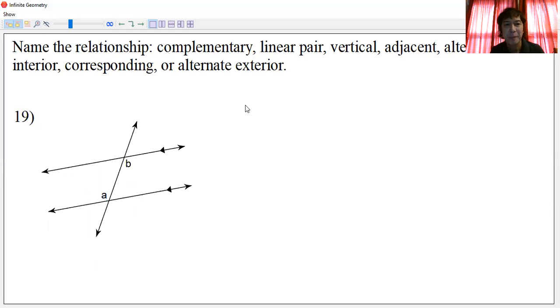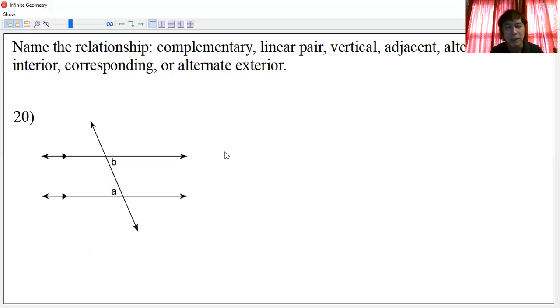This is again two angles on different sides of this transversal, and they are both interior. So you call this alternate interior angle pair. And so we continue with the 20th. Alternate interior again, because they are two angles on different sides of the transversal, and they are both interior. So this must be alternate interior.